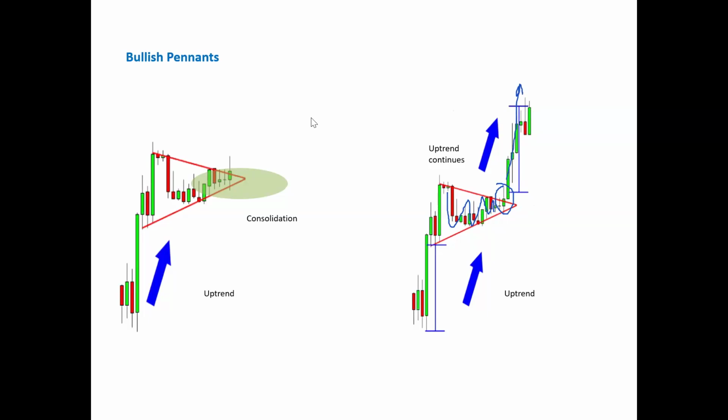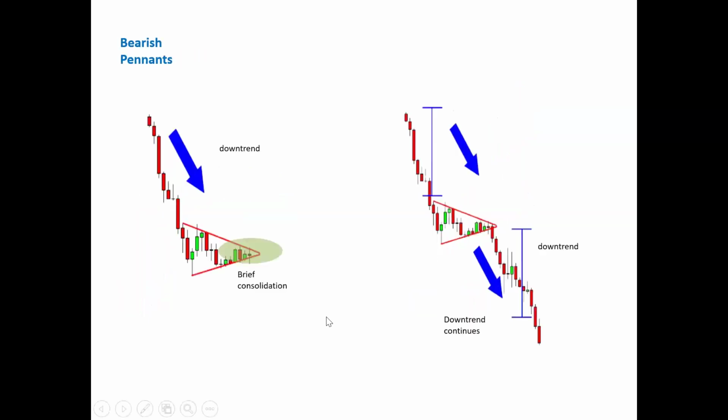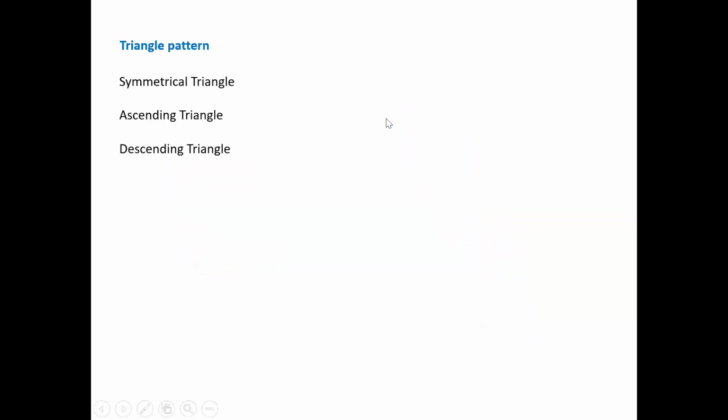And the opposite of it is a bearish pennant, which is also a consolidation pattern. Price is trending down. It enters into this small, tiny triangle, breaks out. You can see clearly the breakout candle. At the close of that candle, you can trigger a sell, and you can see that price continues selling further. Then we'll look at the triangle patterns. Now, there are three triangle patterns. We have the symmetrical triangle, the ascending triangle, and the descending triangle.